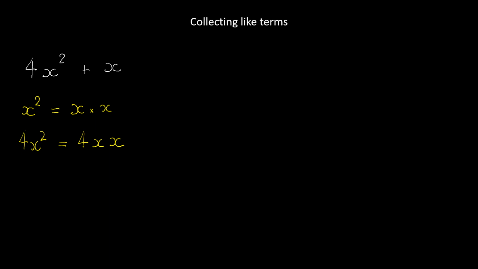Just like in the last example, when t times c wasn't like t and it wasn't like c, x times x is not the same as x. It's not the same kind of term as x. So when we see x squared or x cubed or x with any little number above it, those numbers have to be the same, those indices have to be the same for the terms to be alike. So actually we can't do anything at all with this. We can't collect anything and we can't make it simpler. It's just going to stay at 4x squared plus x.